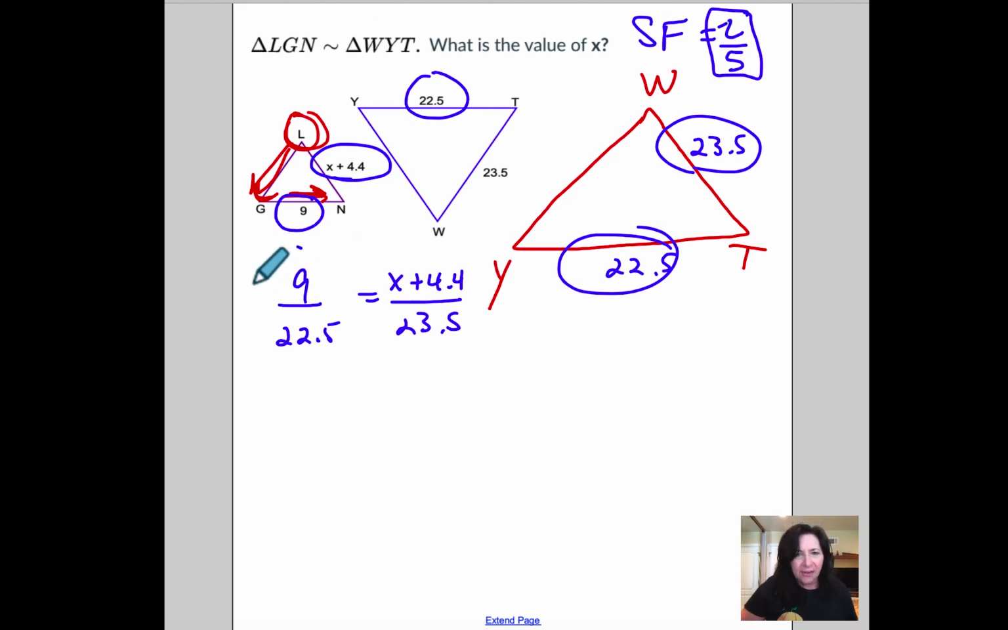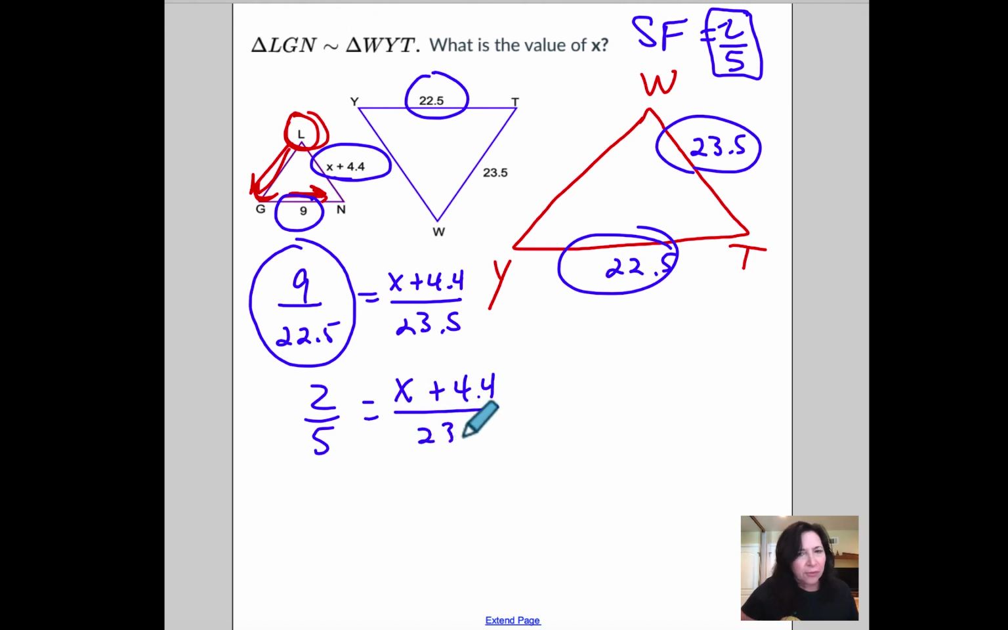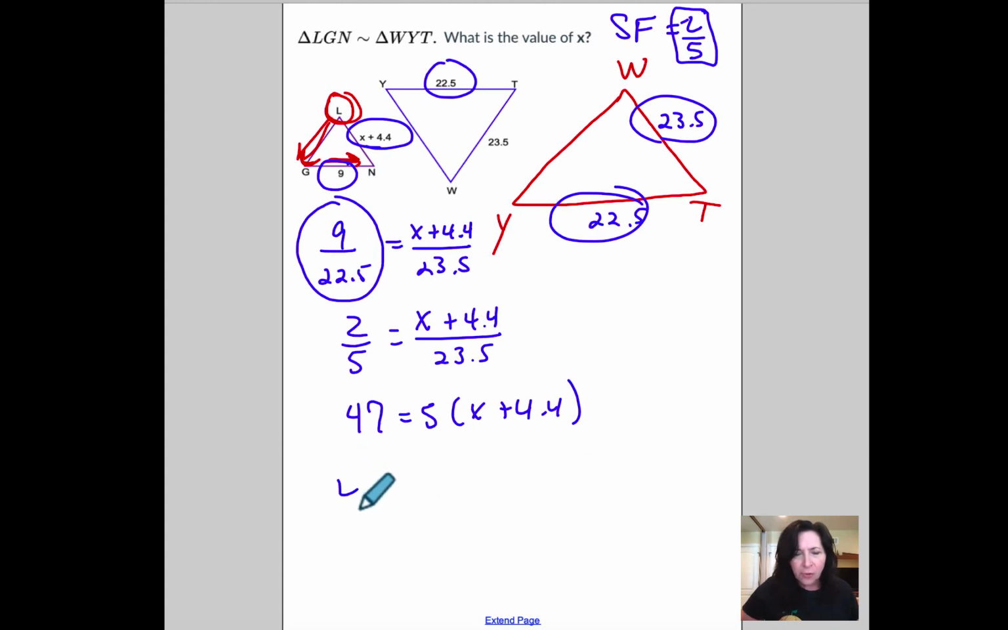So realistically, instead of using this, I'm going to use 2/5, because that's the scale factor comparing left side to right side. Okay. And that equals x plus 4.4 over 23.5. So I'm going to cross multiply. 23.5 times 2 is 47, and that equals 5 times this quantity, x plus 4.4. So 47 equals, distribute, 5x plus, and 4.4 times 5 is 22.